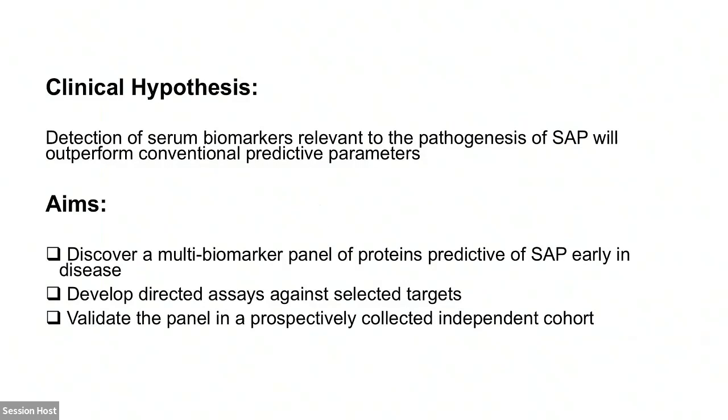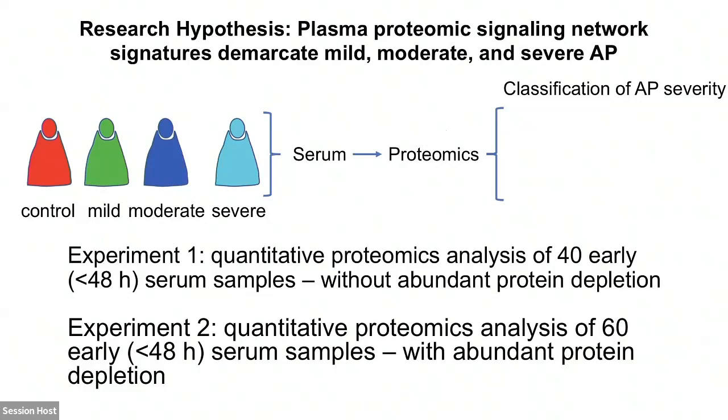So the clinical hypothesis is that detection of serum biomarkers relevant to the pathogenesis of SAP will outperform conventional predictive parameters, and there are plenty of panels of biochemical measures that might help in this regard. Some of our longer-term aims are shown below. In contrast, we have a complementary research hypothesis, which states that plasma proteomic signaling network signatures demarcate mild, moderate, and severe acute pancreatitis. So I've performed two small-scale but relatively sensitive and deep proteomic investigations, which I call experiments 1 and 2.